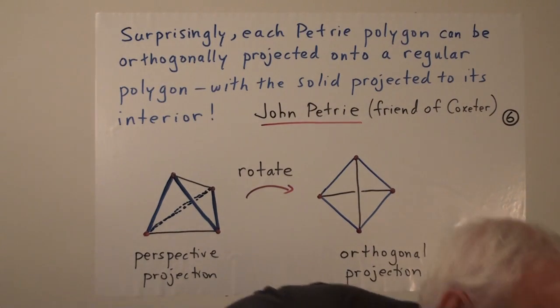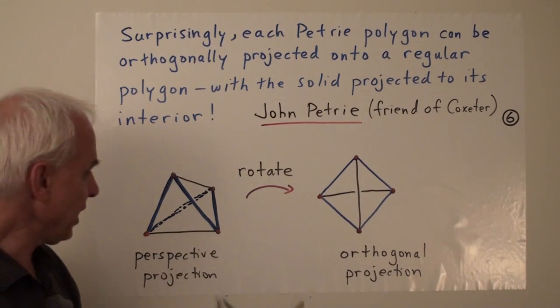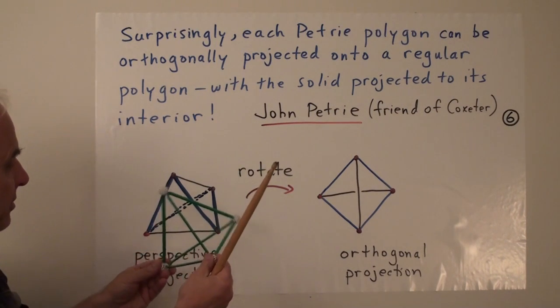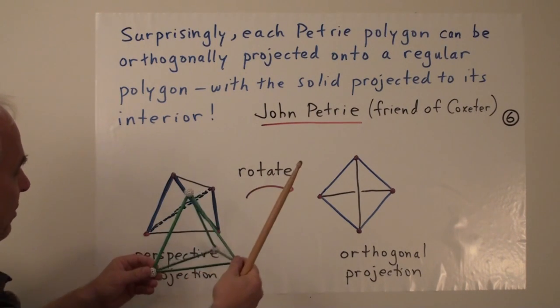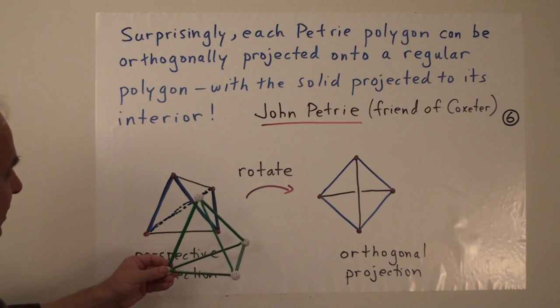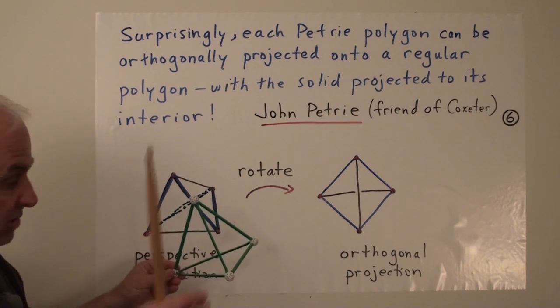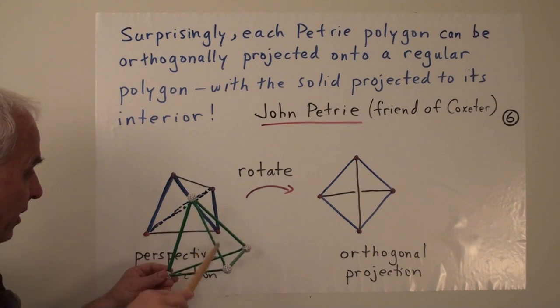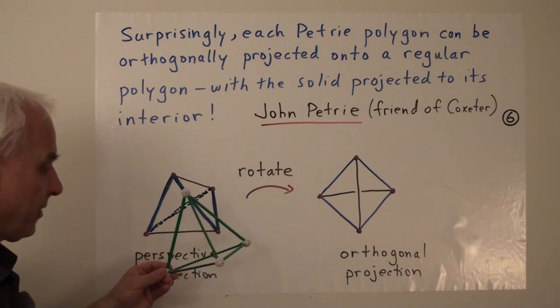So for example, here is our standard tetrahedron. And we've talked about, okay, maybe I'll put it sort of like this. So there's a sort of perspective image of it. And in this case, the Petrie polygon was this, this, this, and then this.